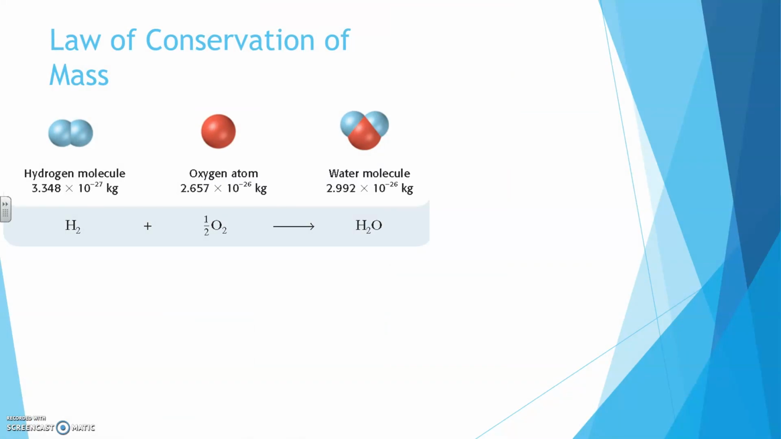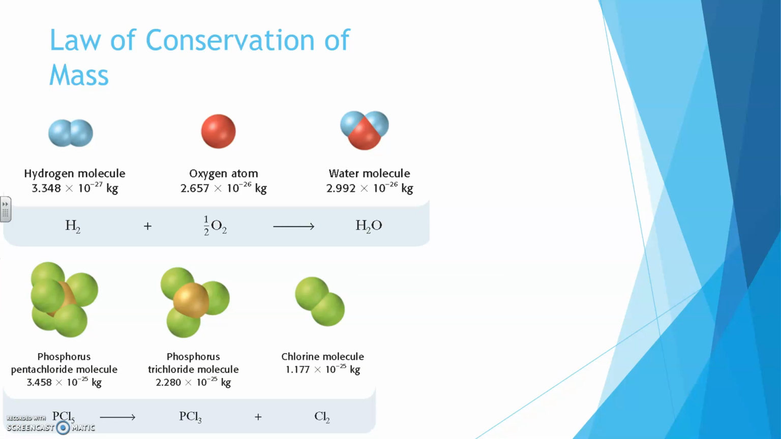So this is a different way of looking at this. The law of conservation of mass. We have our 2 hydrogens on the left here, and you can see their total mass. You also have your oxygen atom, and you can see the total mass there. And then when you combine them, you have the mass of those 3 atoms total, added together.